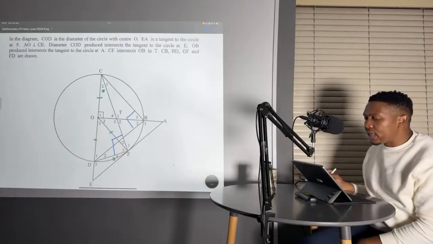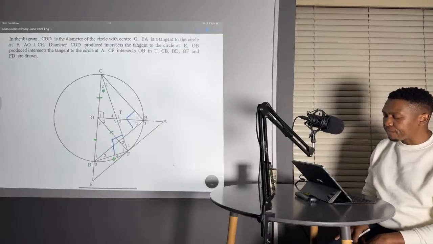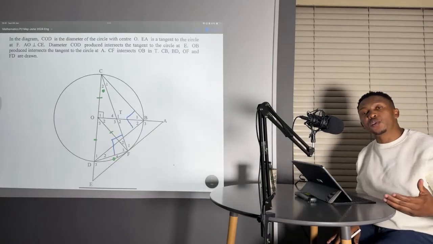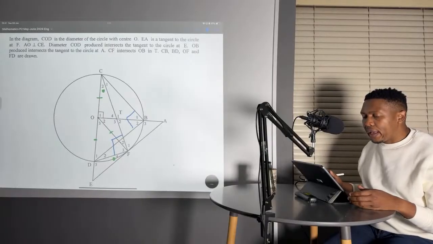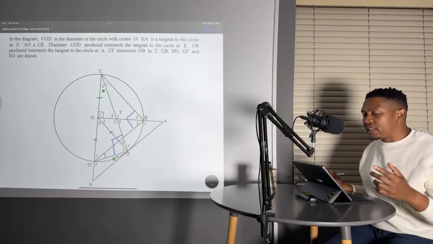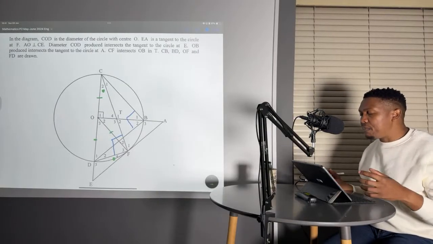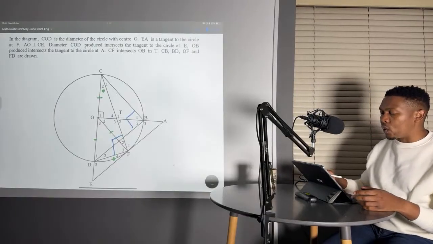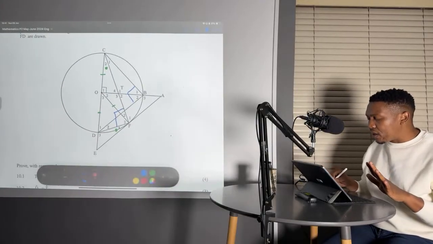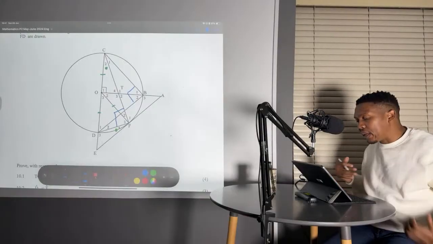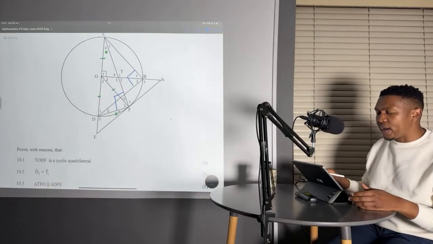Now they say COD produced intersects the tangent of the circle at E. Once they say produced, I did say to you that in this case they are just telling you that it is a straight line. Produced intersects the circle at A. CF intersects OB in T, and CB, BD, OF, and FD are drawn. Now guys, let's go into the diagram, and please let's be slow about it, so that you can understand. I'll go back and see if there are any questions in that regard. I love the fact that you are able to help one another as well.